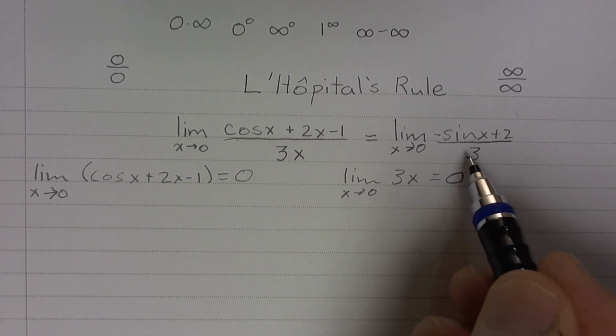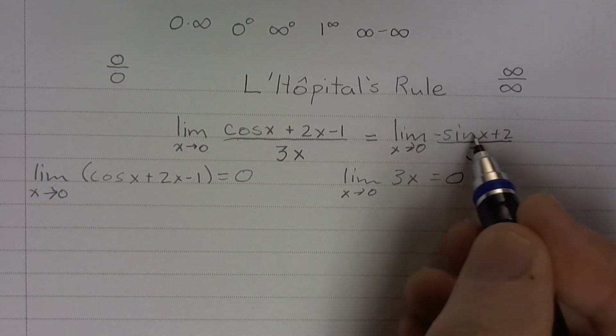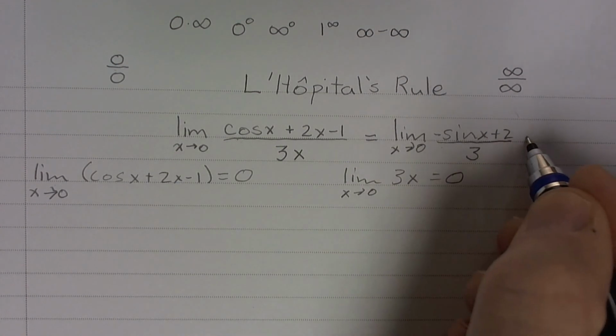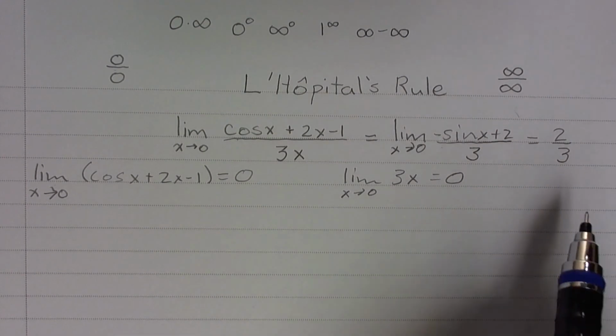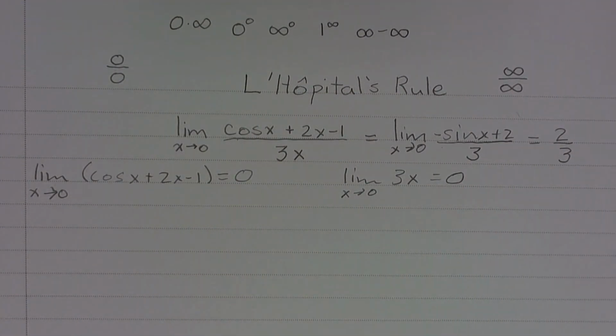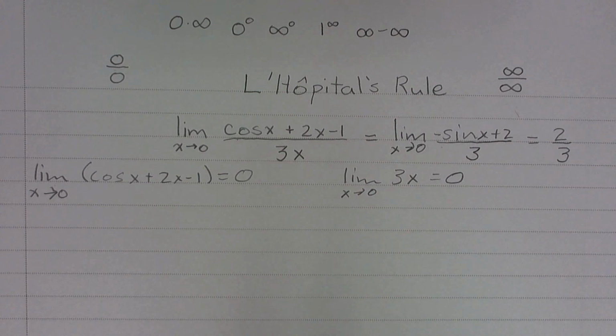Now, let's see if we can evaluate this limit. If I put a 0 in here for x, sine of 0 is 0, and then I just have a 2 over 3. So our limit is 2/3. Now, who would have thought that? Looking at this, we got 0 over 0. We didn't know what the limit was, but as we work through it, we find that limit is, in fact, 2/3. So that's an example of how we use L'Hopital's rule for the case of 0 over 0.